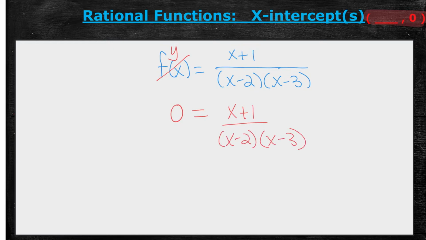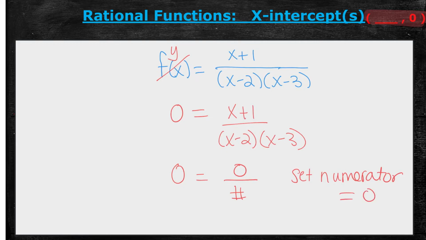When can you have a fraction equal to 0? The only way that you could have a fraction equal to 0 is if the numerator is 0. I don't care what your denominator is. Your denominator could be any number, but anytime you have 0 divided by any number, you're going to get a value of 0. So in order to find the x-intercepts, you're going to have to set your numerator equal to 0. And that's how you're going to find your x-intercepts.